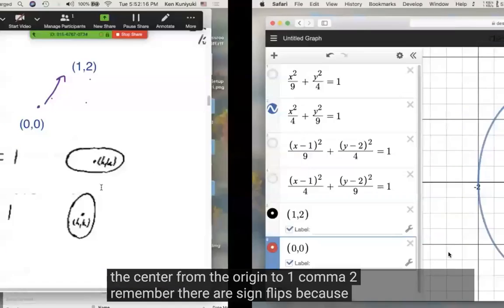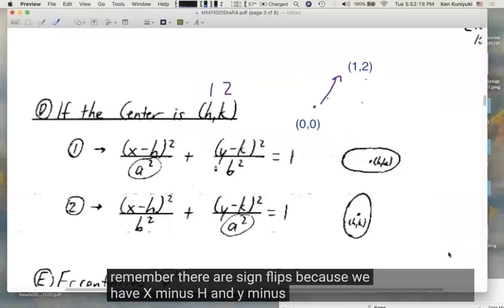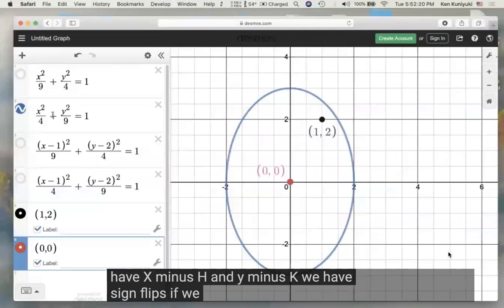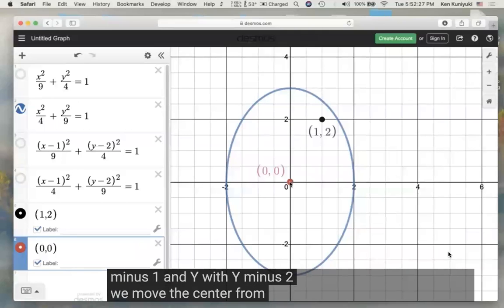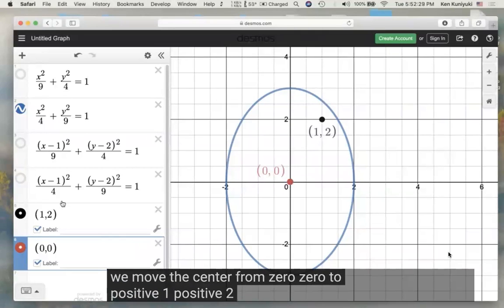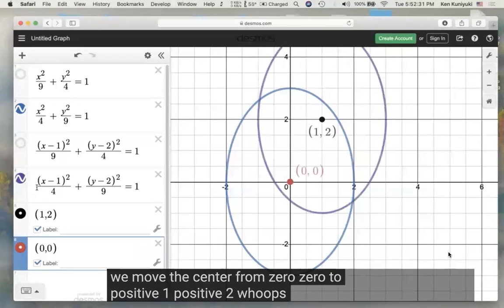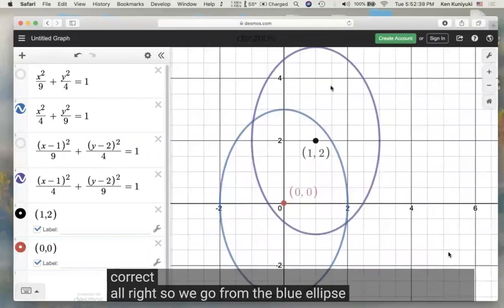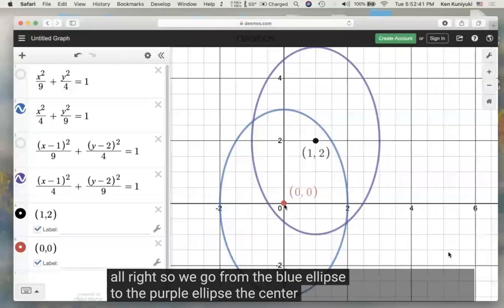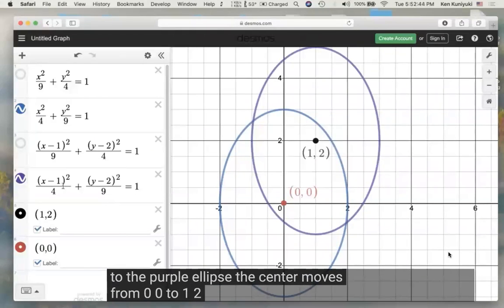Remember, there are sign flips. Because we have x minus h and y minus k, we have sign flips. If we substitute x with x minus 1 and y with y minus 2, we move the center from 0, 0 to positive 1, positive 2. No, that's correct. All right. So we go from the blue ellipse to the purple ellipse. The center moves from 0, 0 to 1, 2.